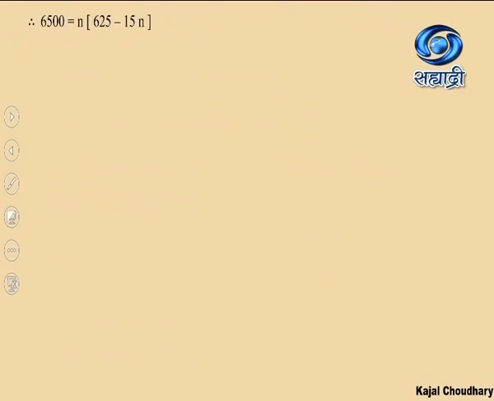Now let us solve the equation. It will become 625 minus 15n. Now when you open the bracket, you have to multiply by n in the bracket. So 625n minus 15n square. Therefore, now let's take all the terms onto one side.